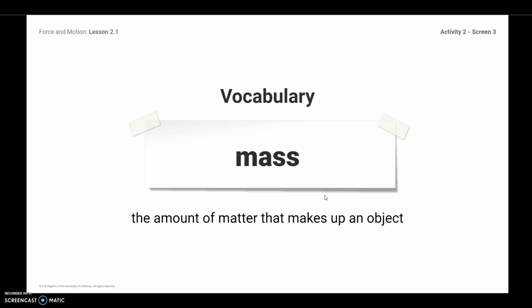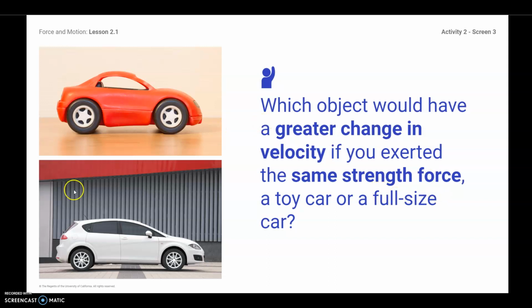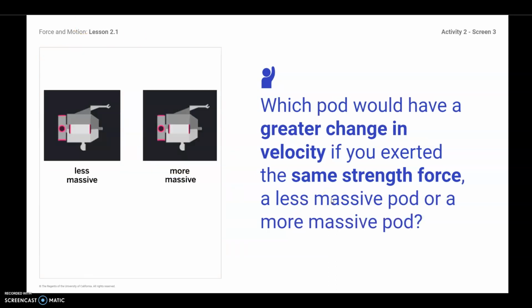So we have a vocabulary word, which is mass. The amount of matter that makes up an object. So mass is the amount of matter that makes up any object. Okay, so which object would have a greater change in velocity if you exerted the same force on each of them? A toy car or a full-size car? Absolutely, a toy car. Okay, so which pod would have a greater change in velocity if you exerted the same strength force? A less massive pod, meaning it has less asteroids in it, or a more massive pod, meaning it has more asteroids in it? All right, hope you guys got that one.